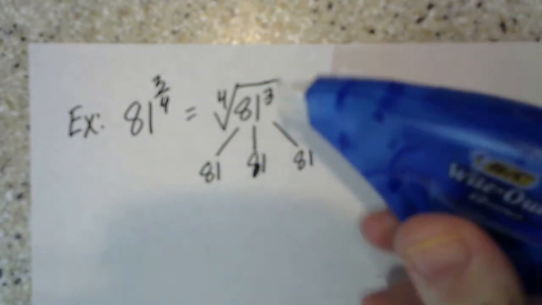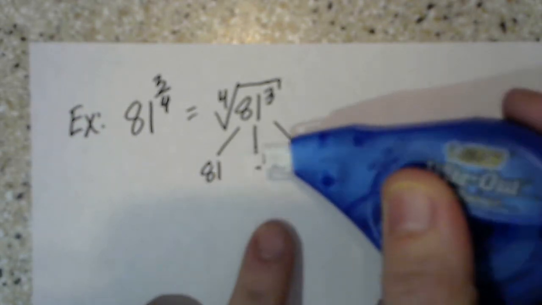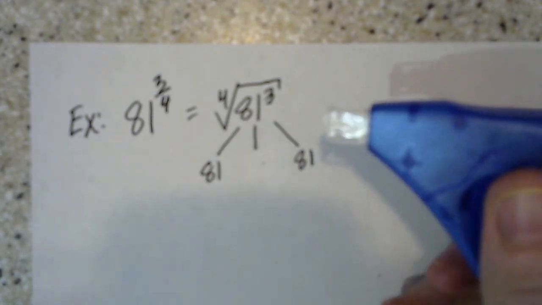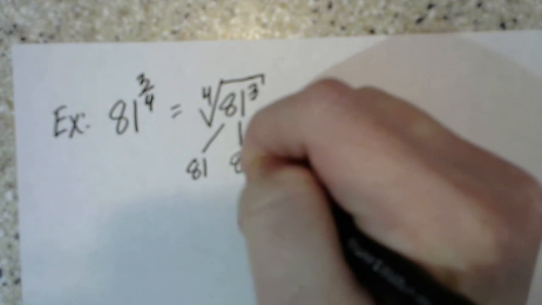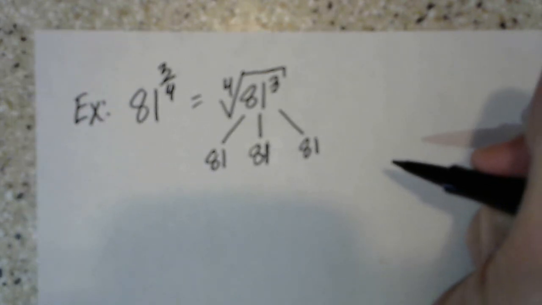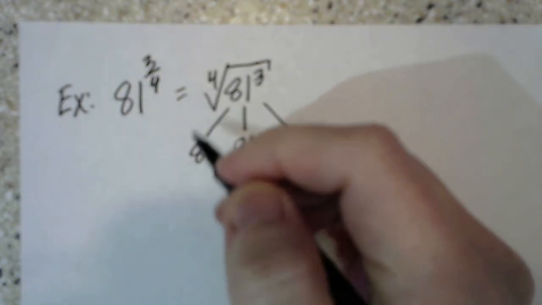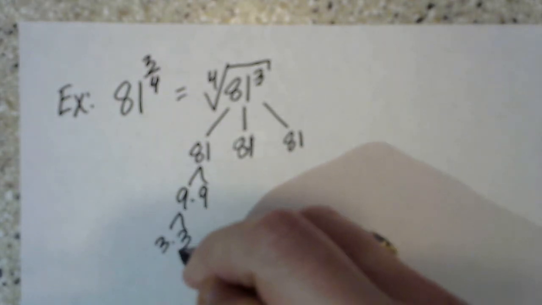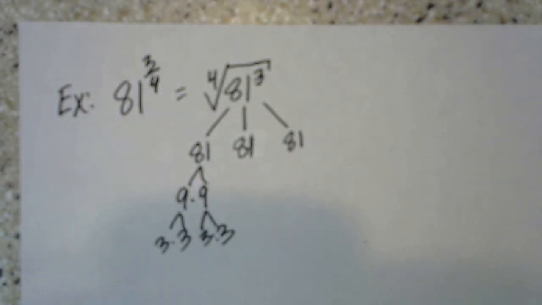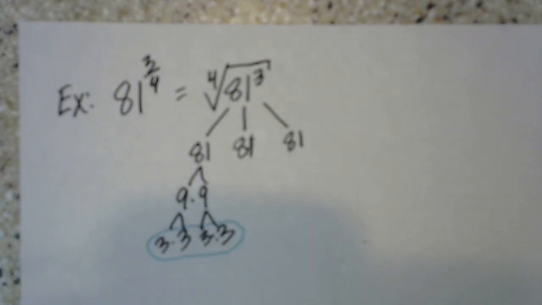At the end of the day, I want to know if there are any groups of 4. I know I have 3 81s, but I need groups of 4 in order to break this radical down. So let's see if I can get any groups of 4. I know that 81 is 9 times 9, and that breaks down to be 3 times 3 and 3 times 3. So then that kind of shows me that I do have a group of 4 right there.